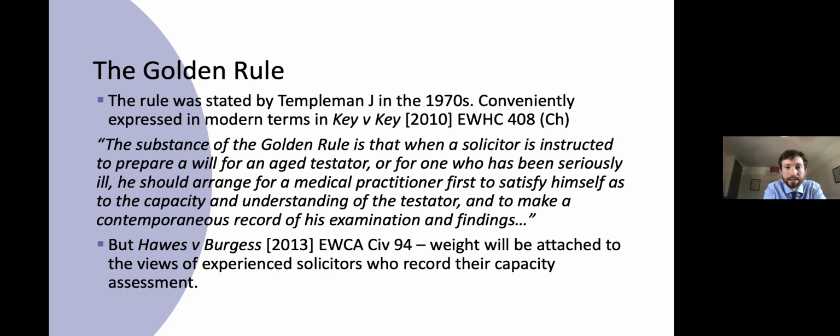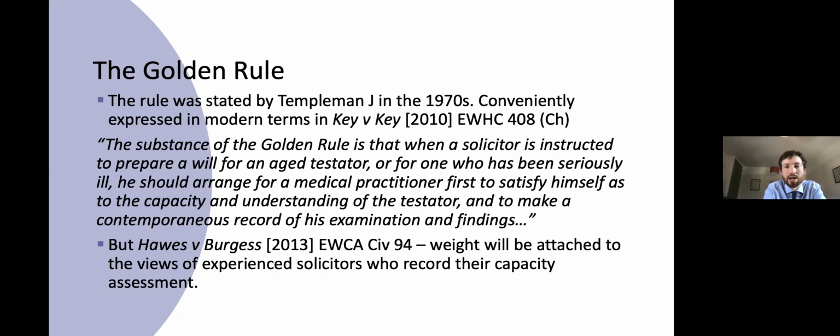And if there's ever a challenge as to capacity, then you can get out this report from the medical expert who met the testator, assessed the testator, and was satisfied that they did have capacity. It's going to be extremely difficult to persuade a judge that the testator didn't have capacity if such a contemporaneous note has been made by a medical expert.